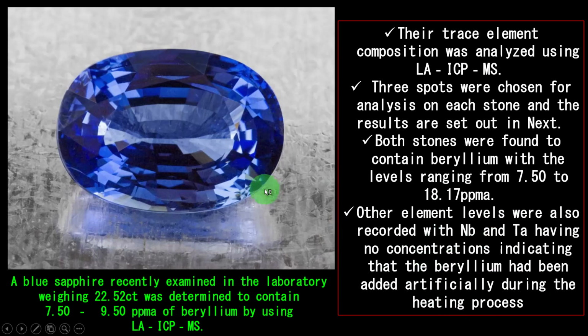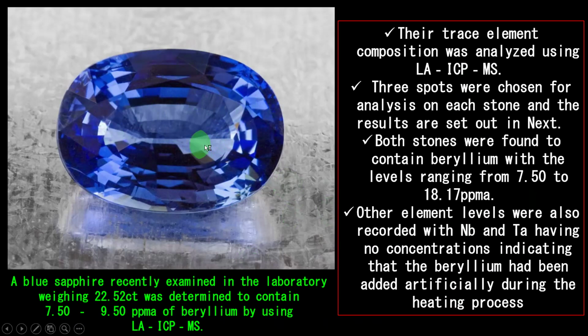If it is natural blue sapphire, a very small amount of beryllium may be present there. It is 0.5 up to 1.5 ppm. But other element levels were also recorded; niobium and tantalum levels are joined into natural stone only by nature. When man is doing the beryllium treatment, they can't add niobium and tantalum percentage like natural. So that is the main thing in LA-ICP-MS finding the beryllium-treated stone.